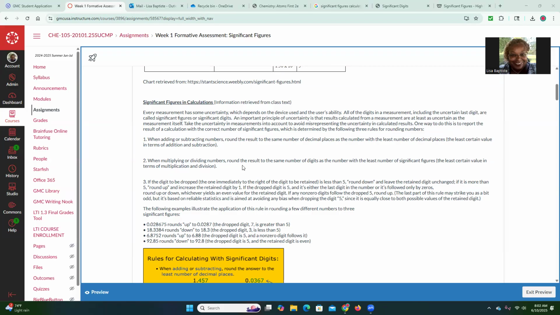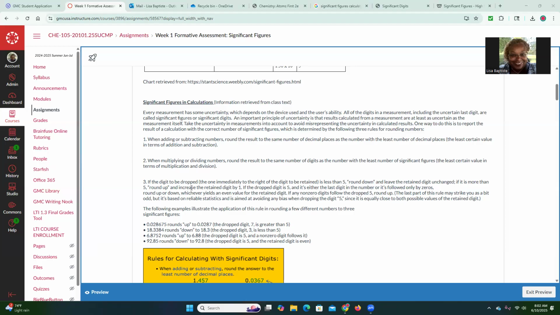Then when multiplying or dividing, we round the results to the same number of digits as the number with the least number of significant figures. So adding and subtracting, we're looking at decimal places. Multiplying and dividing, we're looking at significant figures. And then the rules for rounding.